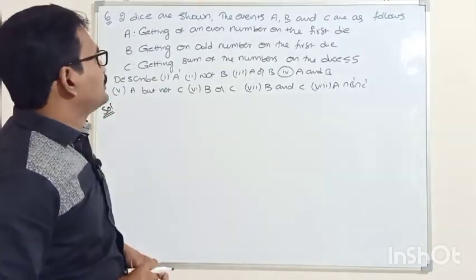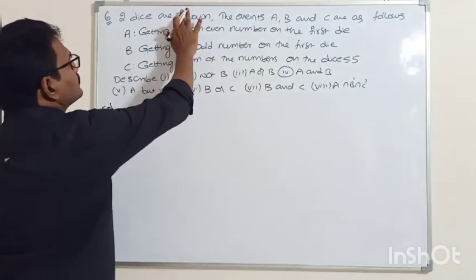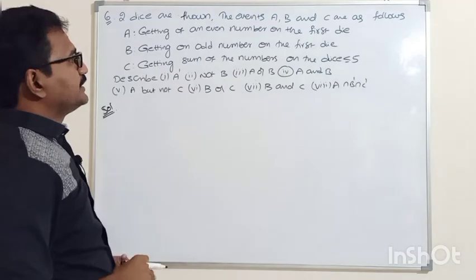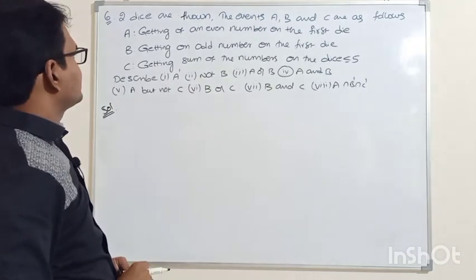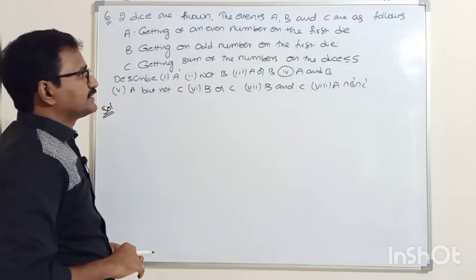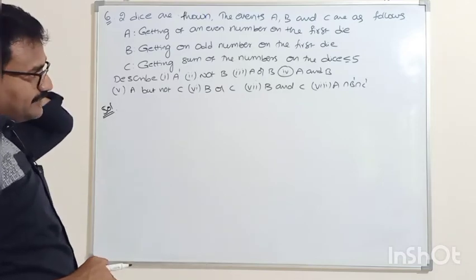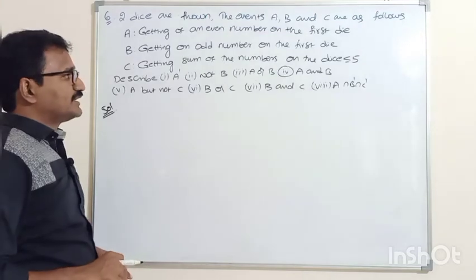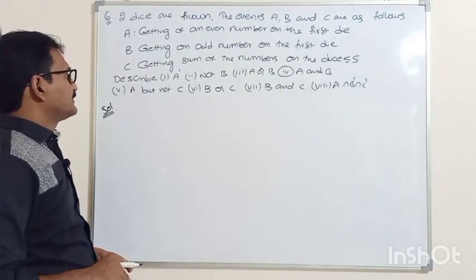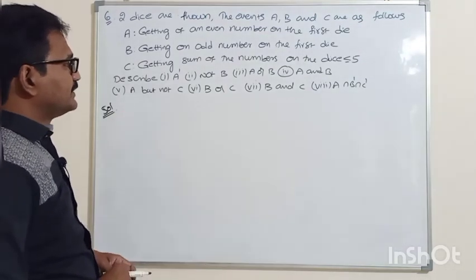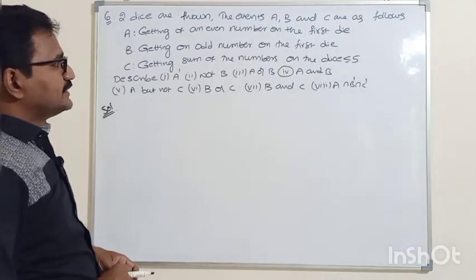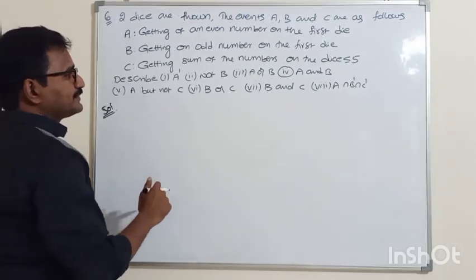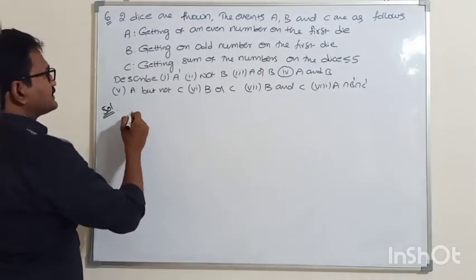Next, two dice are thrown. The events A, B and C are as follows. A is getting an even number on the first die. B is getting an odd number on the first die. C is the sum of the numbers on the dice is less than or equal to 5. So describe A dash, not B means B dash, A or B, A and B, A but not C, B or C, B and C, A intersection B dash intersection C dash.